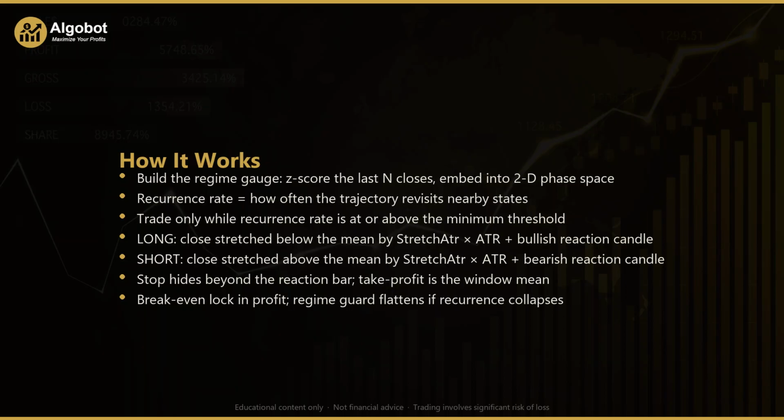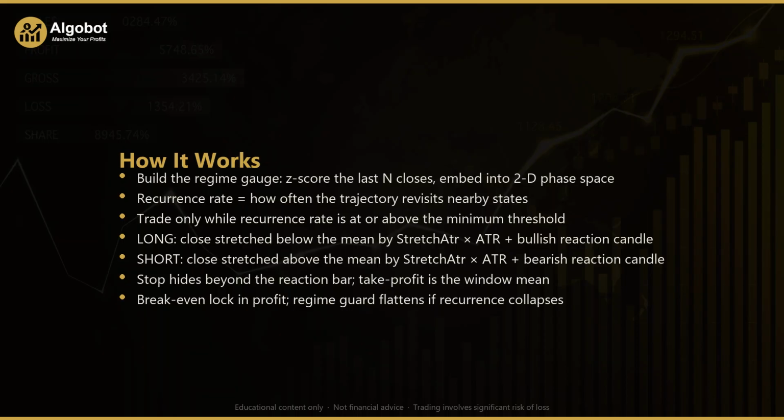Once per completed bar, the strategy rebuilds 3 measurements. First, it computes average true range over 14 bars, its volatility yardstick. Second, it takes the last 48 closes and works out their mean and their standard deviation. Third, it standardizes that window into z-scores and maps it into a two-dimensional phase space using an embedding delay of 2 bars, then calculates the recurrence rate, the fraction of all state vector pairs that sit closer together than a small radius of 0.35 in z-score units.